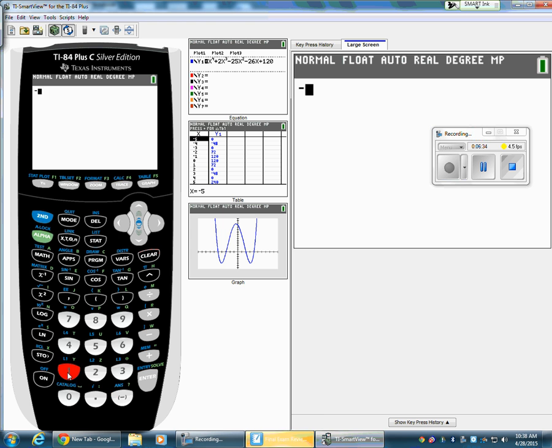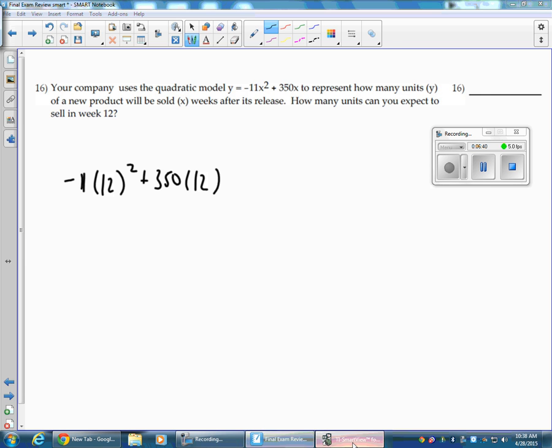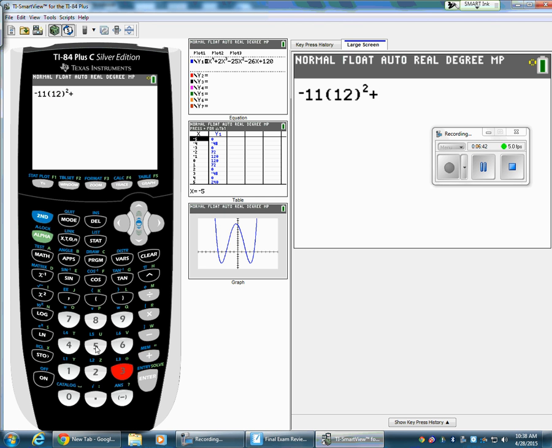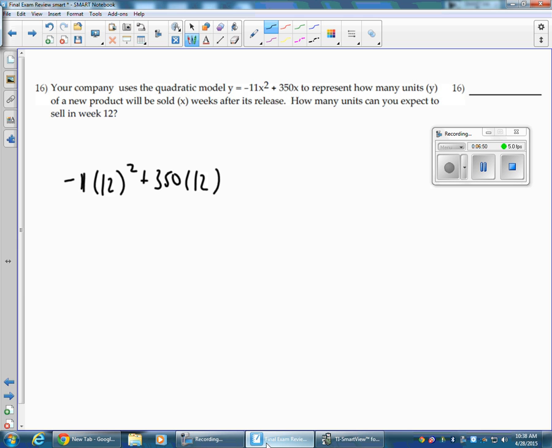Negative 11 times 12 squared, plus 350 times 12 is 2616. That's how many units you can expect to sell. That's the answer.